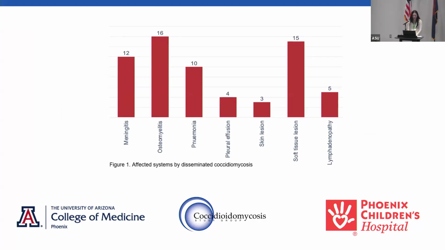So this figure here demonstrates the number of patients who are affected in each system, with the highest number of patients with osteomyelitis and soft tissue lesion. We know that these two are often associated with one another, followed by meningitis and pneumonia being more affected in these patients as well. And this shows that even patients who present with extrapulmonary disease may not have a primary pulmonary infection or any pulmonary infection at all.